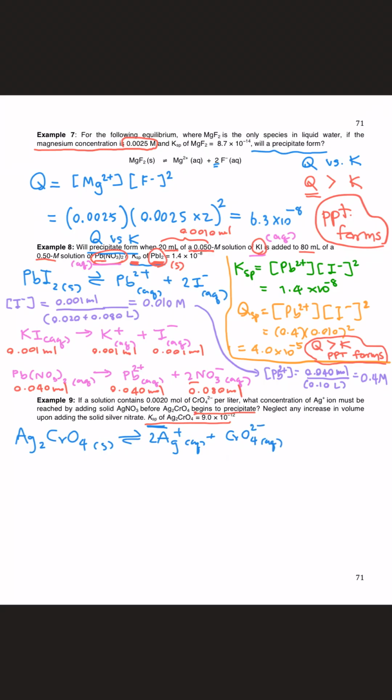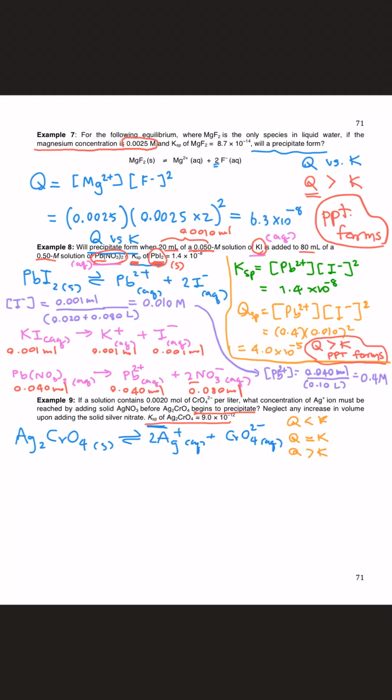The problem asks how much silver ion needs to be added before the silver chromate begins to precipitate. So we will need to understand the relationship between Q and K first. When Q is less than K, this is an unsaturated solution, which means that you can dissolve more of the solute into the solution. If Q equals K, this solution is already at equilibrium. And when Q is greater than K, this is when the precipitate would form.